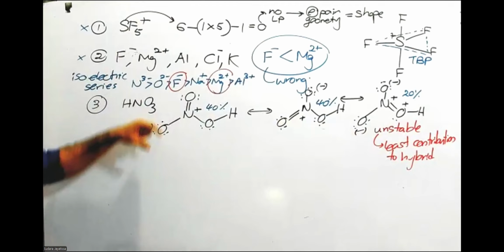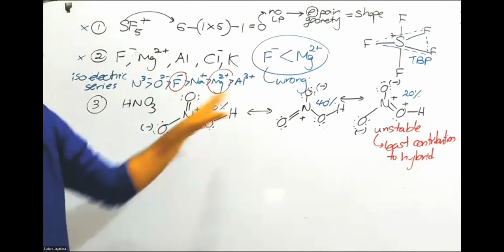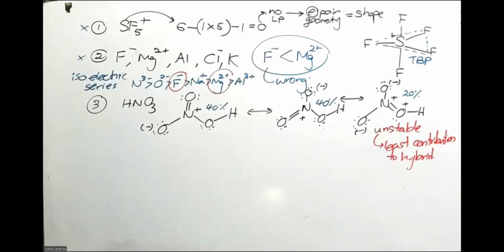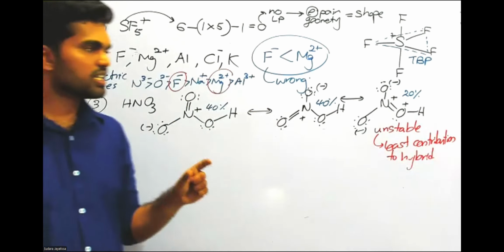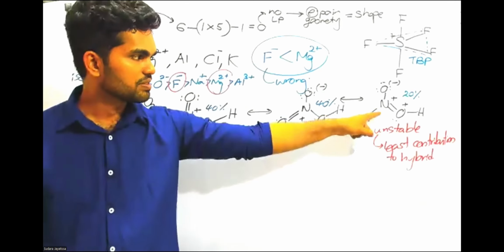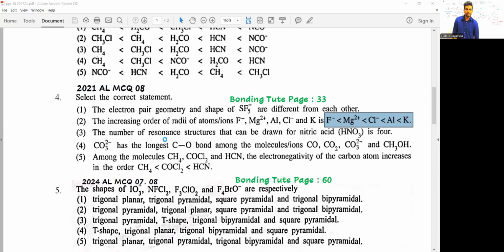So two NO bond lengths will be equal. This one and this one are equal because they have equal contributions. Understand? But the one NO bond length is not equal and it is kind of longer. Okay, this NO bond length is long. Okay, so by anyway, we can say there are no four resonance structures. Therefore, the third statement is wrong.